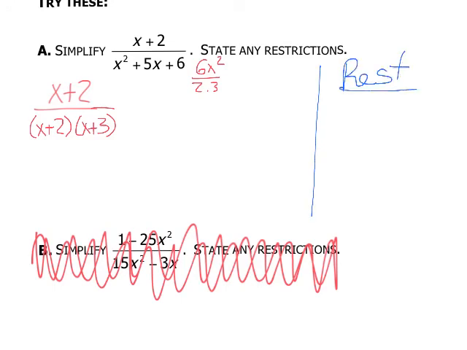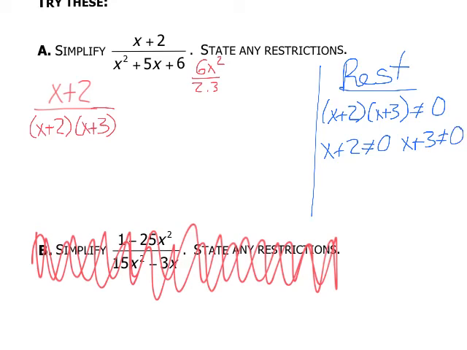Remember the bottom, so x plus 2 and x plus 3 cannot be 0. So in order for none of this to be 0, x plus 2 cannot be 0, and x plus 3 cannot be 0. Subtract 2 from both sides, x is not negative 2. Subtract 3 from both sides, x is not negative 3. So there are my restrictions.